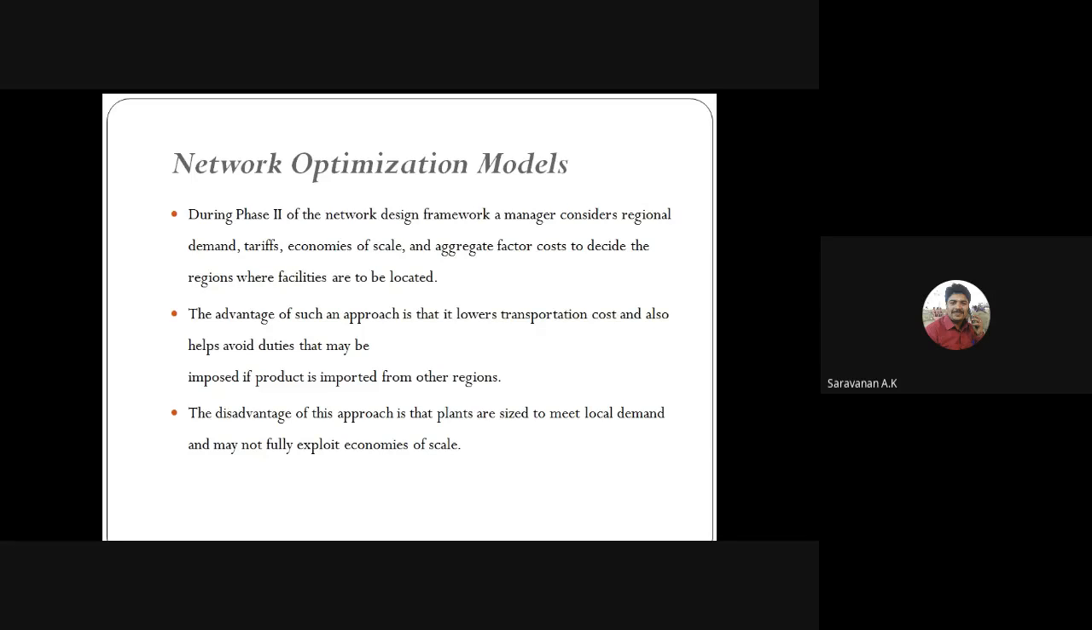What does aggregate mean? Here, where the facility will be, where the location will be, and on that location, what is the capacity to hold the products? That is the aggregate factor cost, that is, the inventory cost. The inventory cost decides whether the region is suitable or not, whether the location will be suitable in a particular region or not. So the inventory cost is a very important one here. The inventory will change depending upon the demand and the economies of scale.